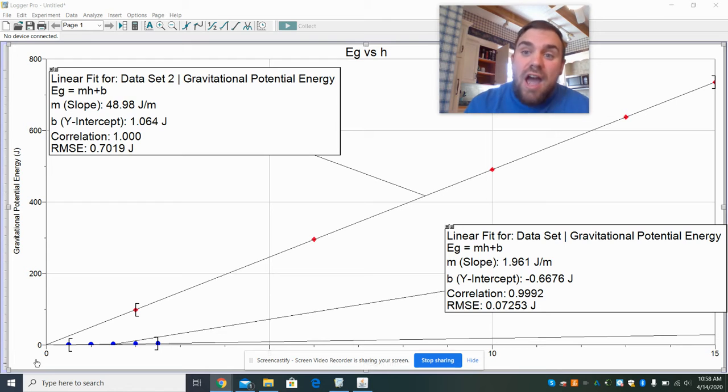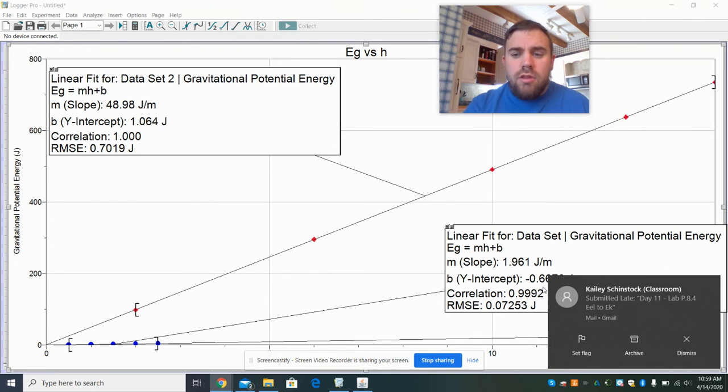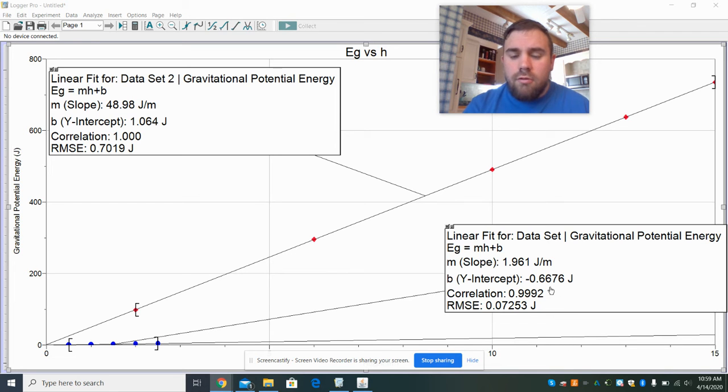Notice that the lines do not have the same slope. They do not. But they both are very convincing lines. 0.9992 and 1 correlation values are very, very good. So they are lines. This one has a very small intercept compared to how big its highest energy is, whereas this one has a fairly noticeable y-intercept in the negative, suggesting that maybe there's some kind of error there. So, with that being said, let's talk about what a Newton or what a joule is.